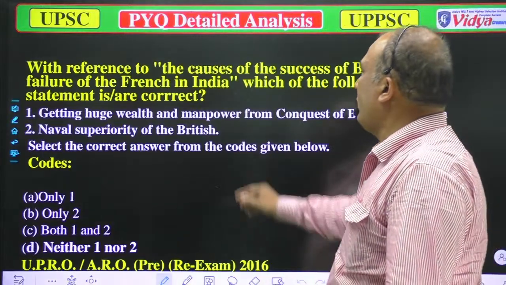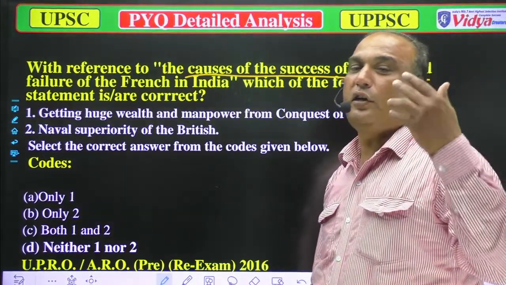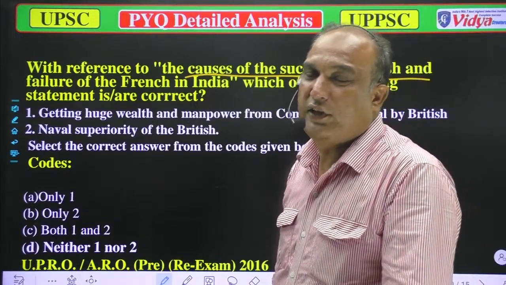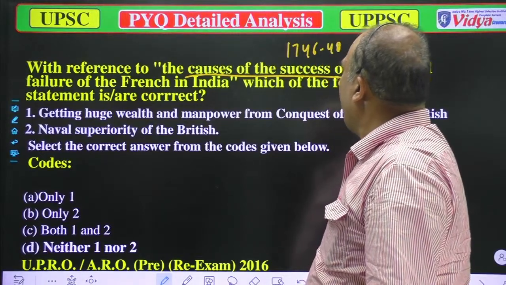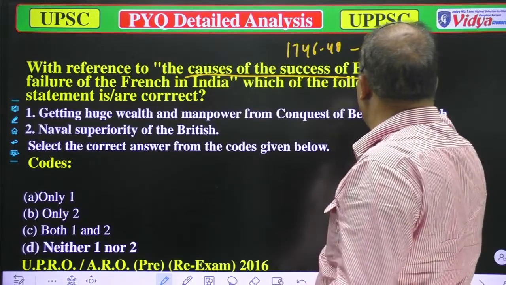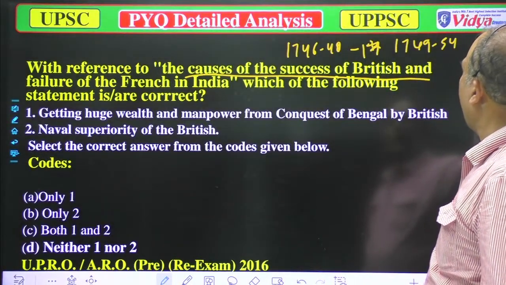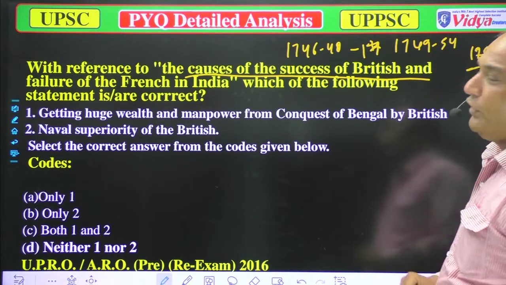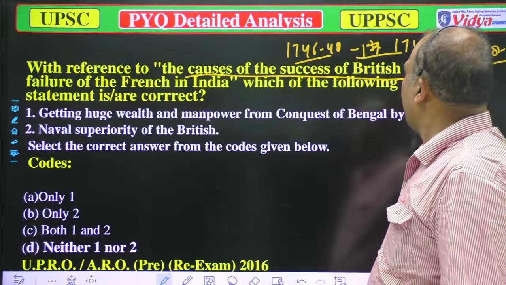With reference to the causes of the success of the British and the failure of the French, we are talking about the result of the Karnataka Wars, because three Karnataka Wars took place at that time. The first one was from 1746 to 48, another from 1749 to 54, and another from 1758 to 63. These three Anglo-Karnataka Wars took place on different dates.